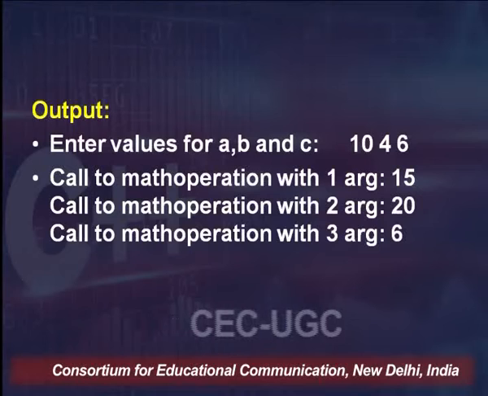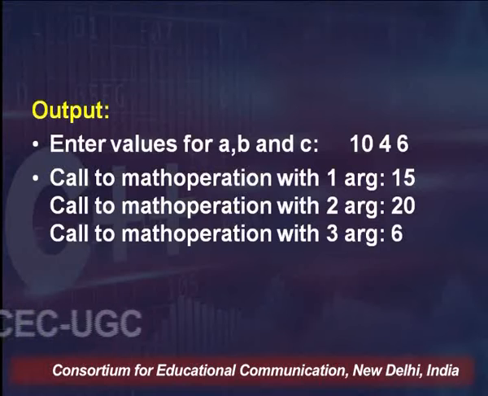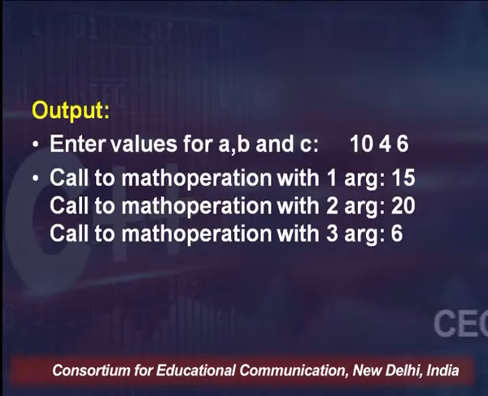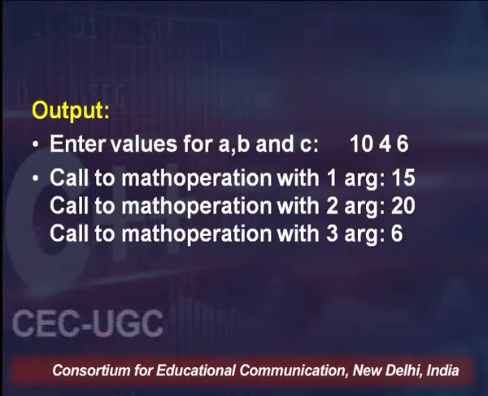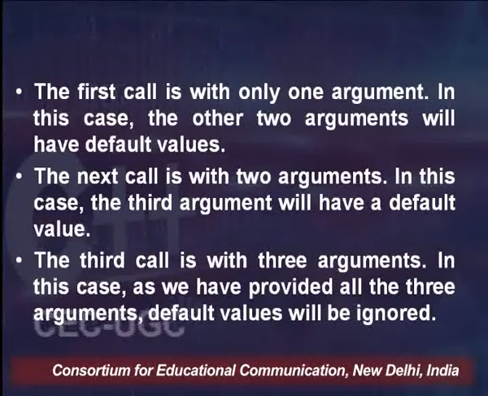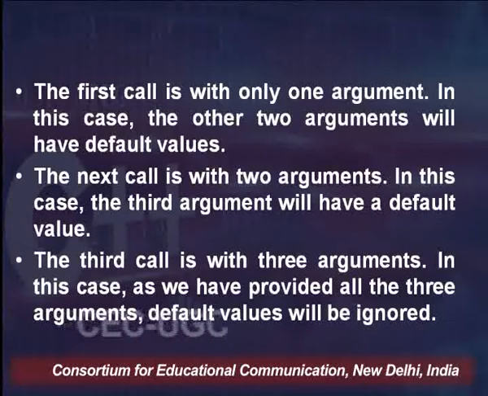The call to math operation with 2 arguments is going to give me 20 when the values of a and b are being passed as 10 and 4, and the value of c is taken as its default value, which is 2. And in the case of the third call, it is going to give me 6. So the first call was only with 1 argument, the other 2 will take default values. The next call with 2 arguments, the third is going to have the default value. The third call with all the 3 arguments, no one is going to get the default value. So here in the third case, all the default values will be ignored.